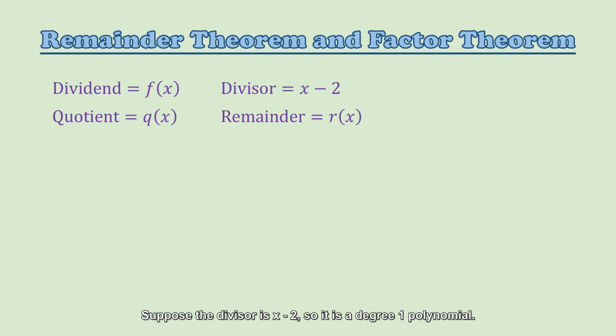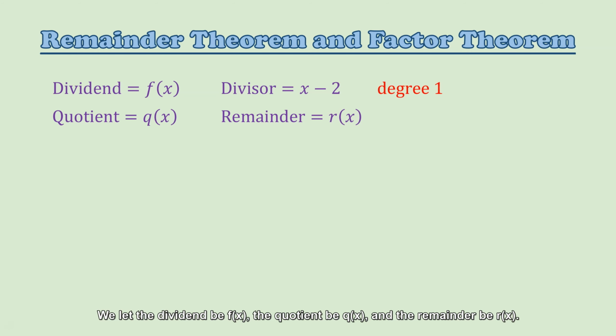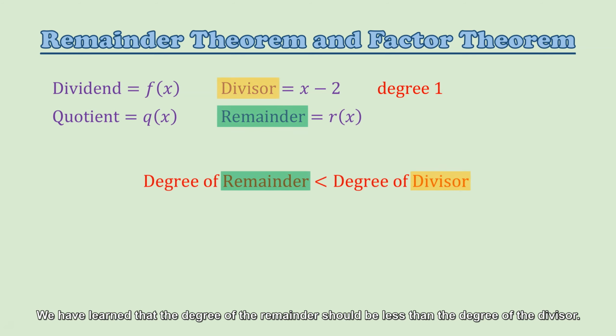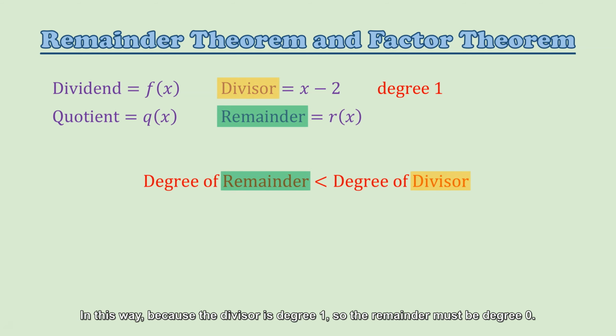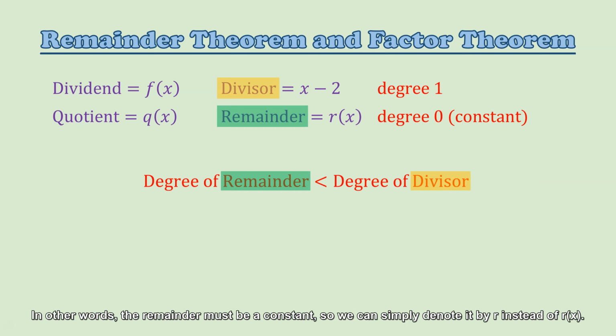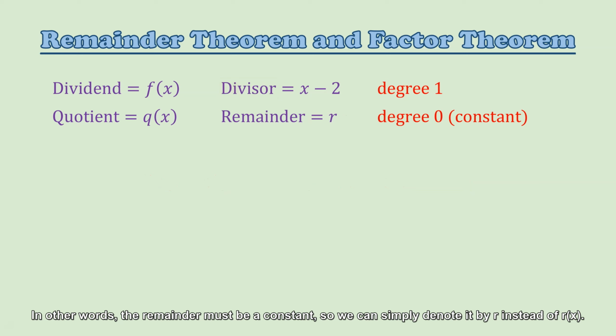Suppose the divisor is x minus 2, so it is a degree 1 polynomial. We let the dividend be f(x), the quotient be q(x), and the remainder be r(x). These functions f(x), q(x), and r(x) are polynomials. We have learned that the degree of the remainder should be less than the degree of the divisor. Because the divisor is degree 1, the remainder must be degree 0. In other words, the remainder must be a constant, so we can simply denote it by r instead of r(x).